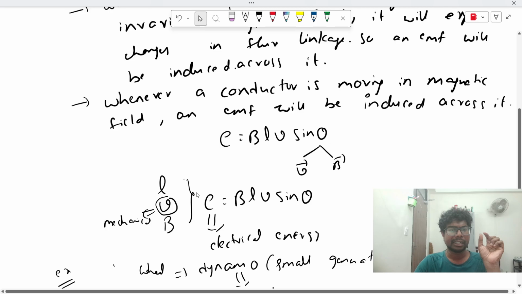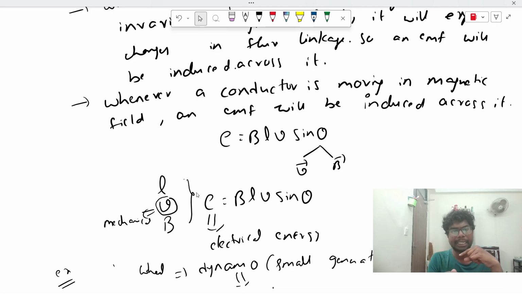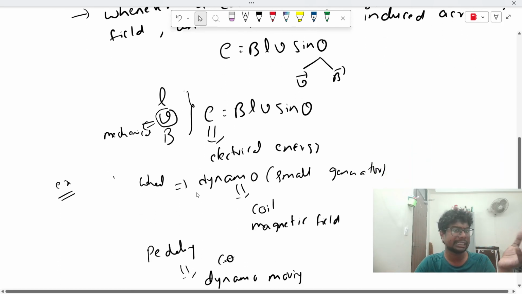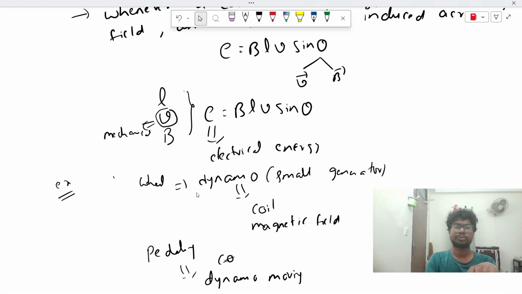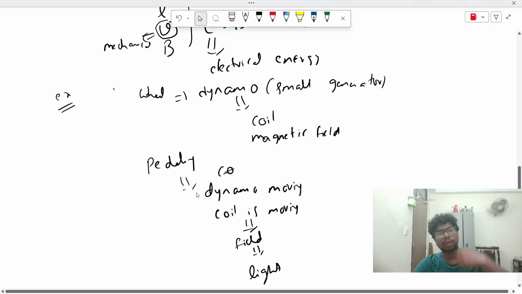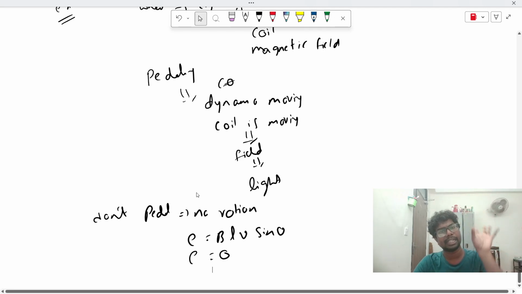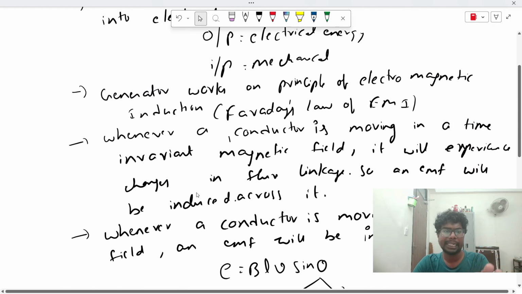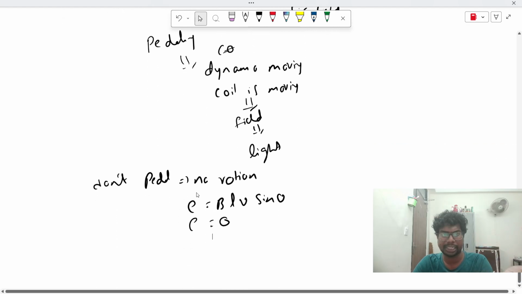Here, conductor means a length. It is moving with velocity V. Magnetic field B gives the output E is equal to BLV sine theta. Example: for a wheel, one dynamo is attached. What does a dynamo consist of? A coil, and also one magnetic field is there. When pedaling is done, the dynamo moves, the coil moves, then an electromagnetic field will be produced. Then light will come in the front. If no pedal, no rotation. Some people will get doubt: what is a time invariant magnetic field? What are flux linkages? Those we will understand later, for the time being.